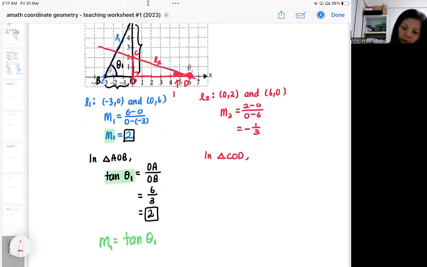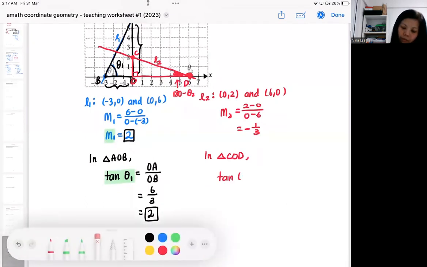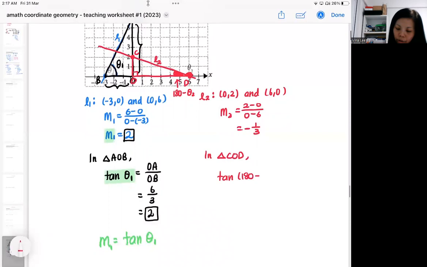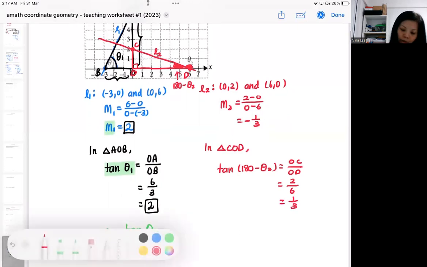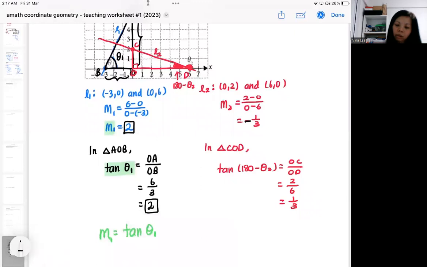This angle here is 180 minus θ2. So I can do a tangent of that angle. If you start on some trigo, you will learn this part. If I do a tangent, it will be the opposite over the adjacent, which is 2 units over 6 units. So that is 1/3.